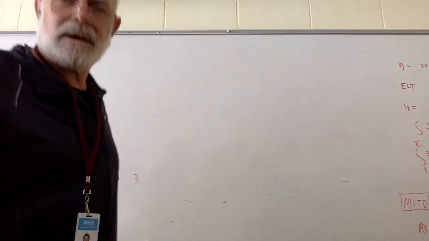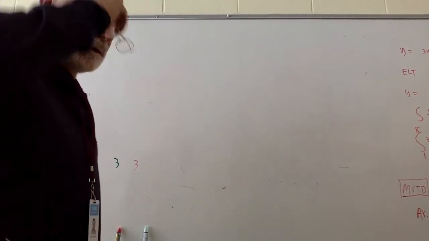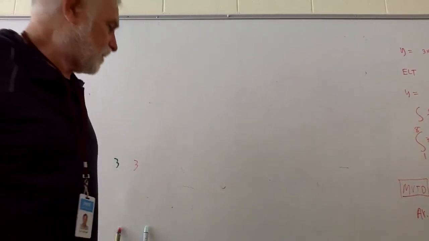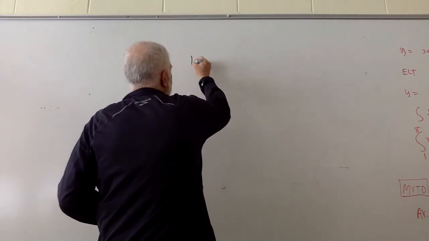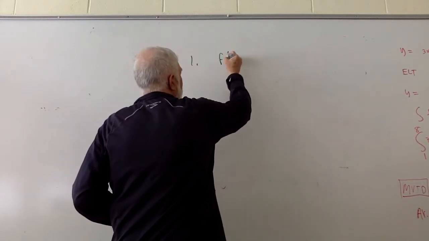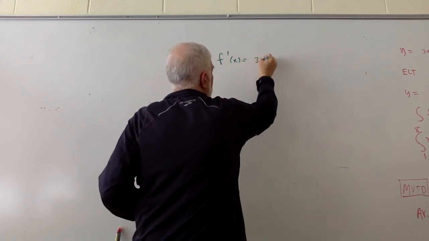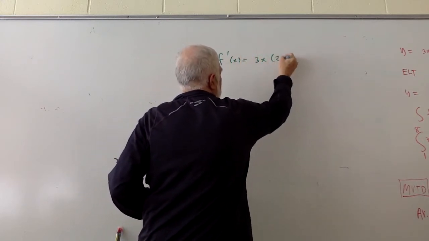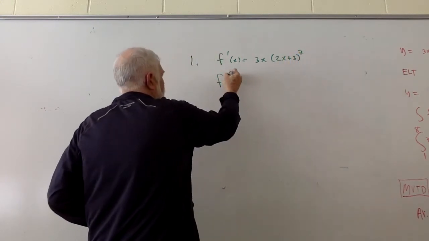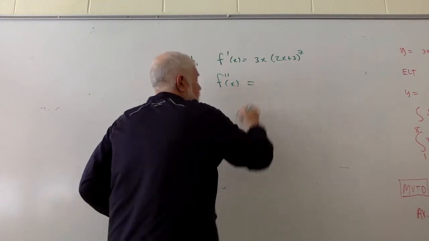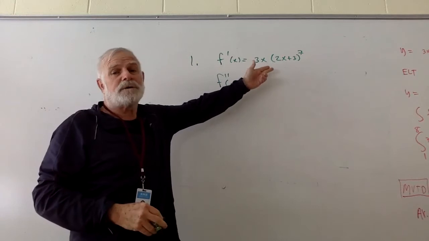Let's look at Basic 8. Again, this is just to make sure that everybody's learning something. So let's look at our first problem: f prime of x is equal to 3x times (2x plus 3) to the 7th. And we're going to find f double prime of x, which is basically saying the rate at which this function is changing.